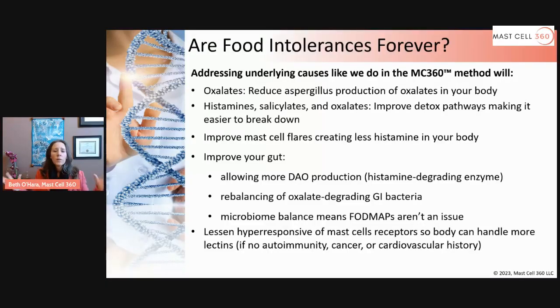And the more that we calm those mast cells down, I talked about this a second ago, the more lectins we can handle. Now, I have a footnote here that if we don't have autoimmunity, cancer, cardiovascular issues, or a history of those, sometimes people might want to stay lower lectin longer term if you have those considerations.